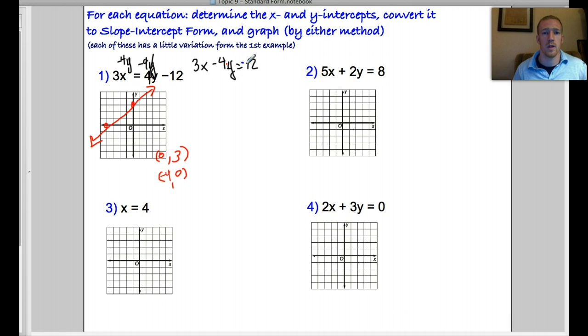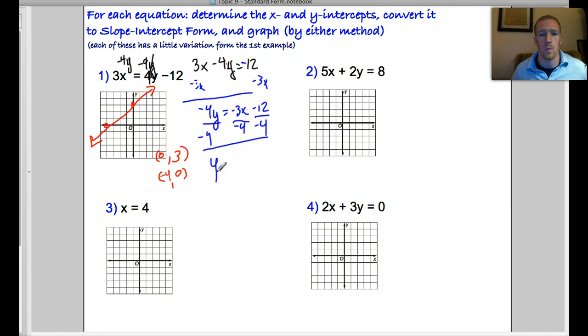All right, and now to get it into slope-intercept form. So we subtract the 3x, and we got negative 4y equals negative 3x minus 12, divided by negative 4. And that gives us y equals negative 3 over negative 4, which is the same as a positive 3/4 x. Negative over a negative is a positive, 12 over 4 is 3. And we got exactly what we should, same thing. Y-intercept is 3, and then up 3 over 4, or continue the pattern backwards, down 3, back 4, same line.